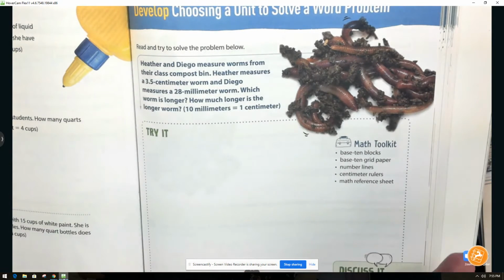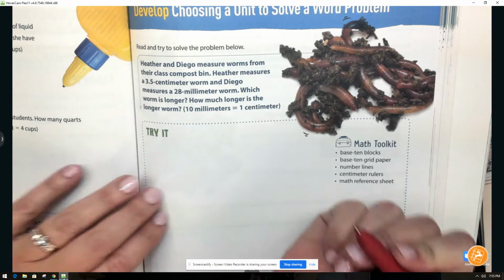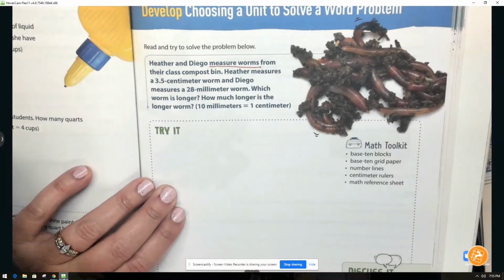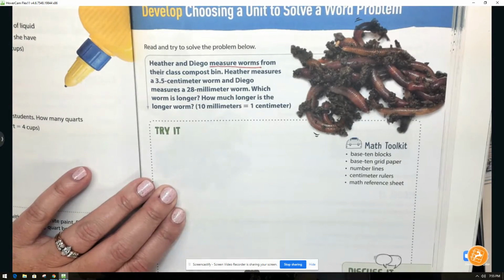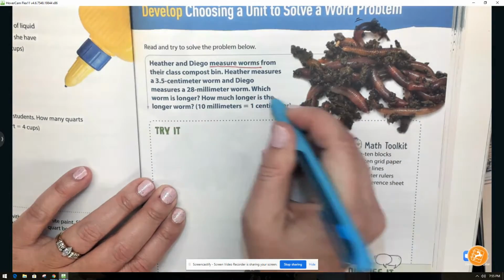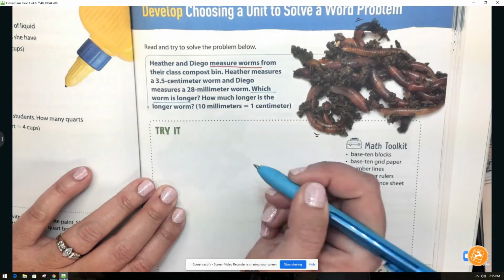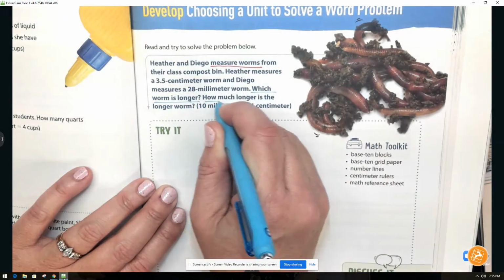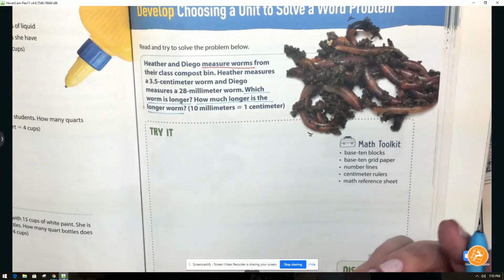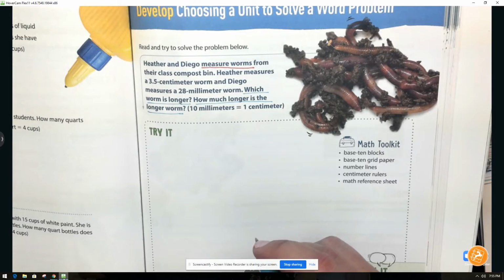I don't know if you make it a habit to go out and find worms and measure them with a friend, where one of you measures in centimeters and one of you measures in millimeters, but you know what? It could happen. So let's see what problem we're trying to solve. We are measuring worms, and there are actually two questions in this problem. The first question is which worm is longer. The second question is how much longer is the longer worm? So we definitely have two things that we need to answer at the end of this problem.